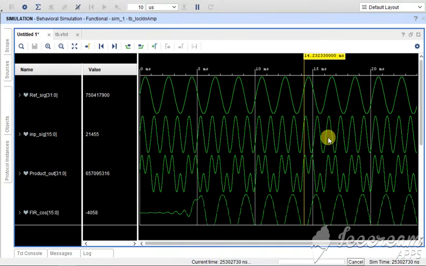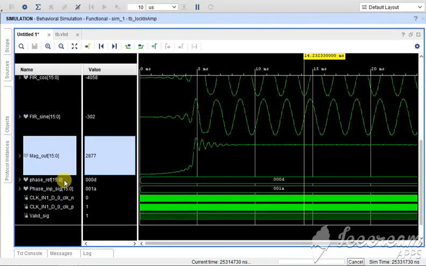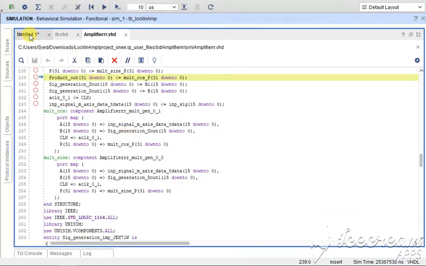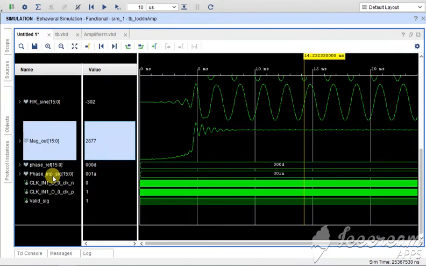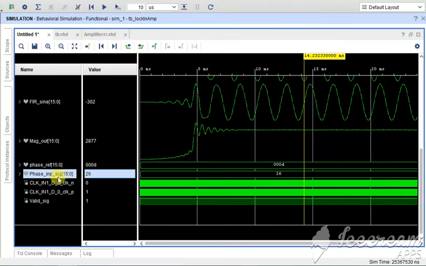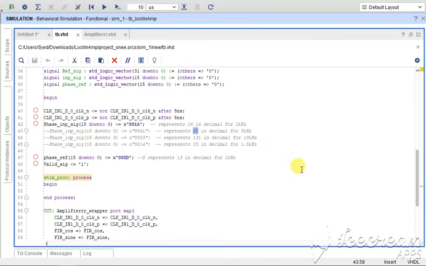This is our input signal, and let's stop the simulation, and this is our phase input. We'll set the radix to decimal. You can see that 26 is applied. This is 26 for 2 kilohertz. Now we are giving it 5 kilohertz, so we will apply 65.